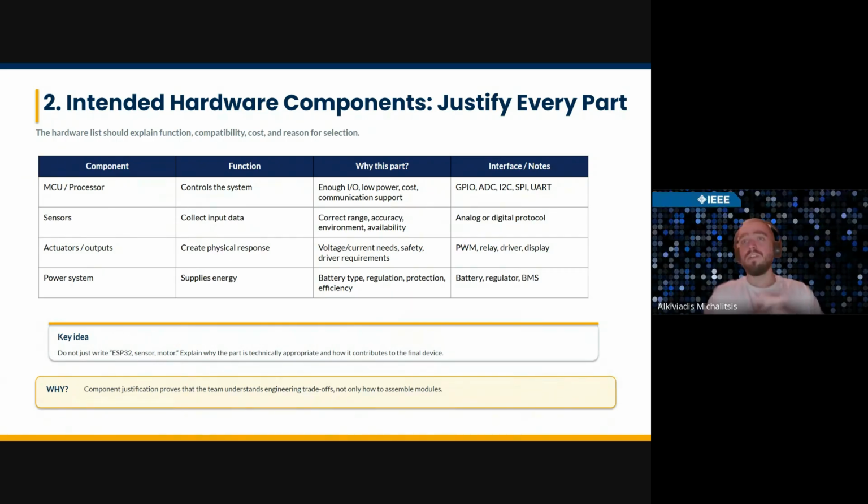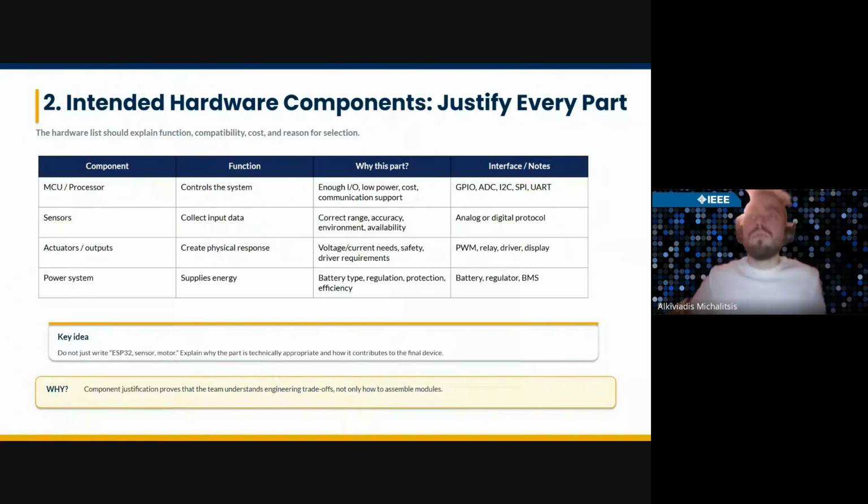And for this, you can say analog or digital protocol as a highlight of this kind of sensor. It's an analog sensor, it's a digital sensor, and so on. Now let's go to our outputs. What are the actions, the actuators, as we say? What is the function of an actuator? To move or to do something. Okay, so the function is to create a physical response.